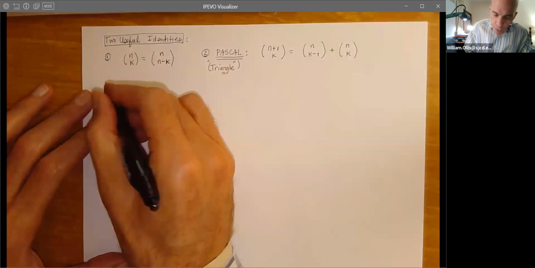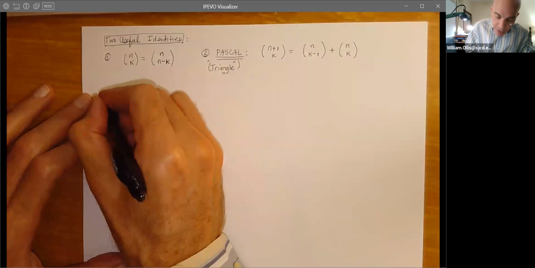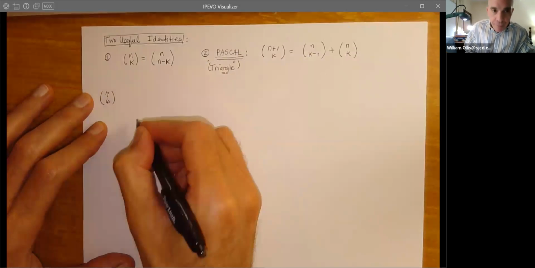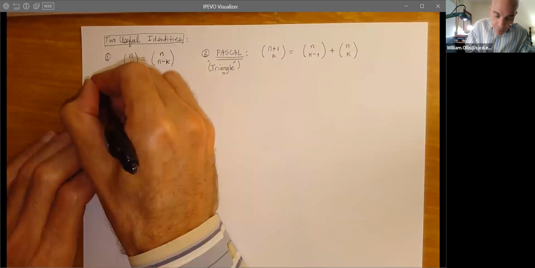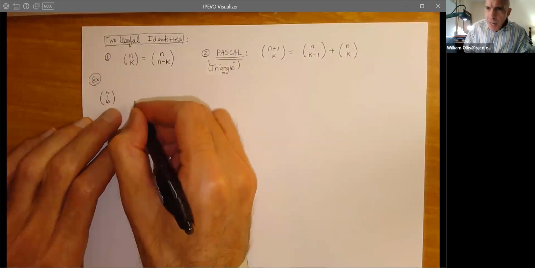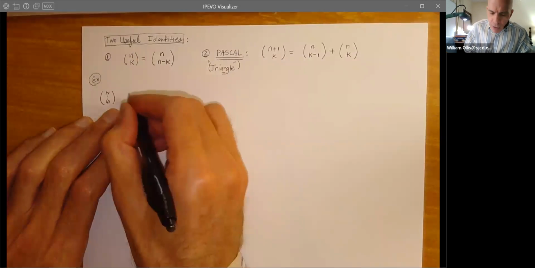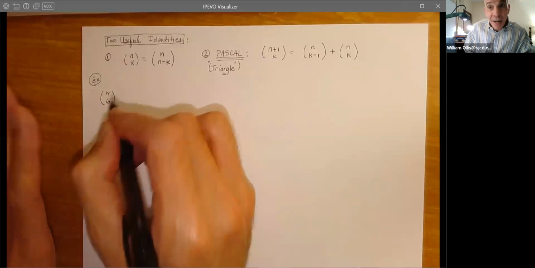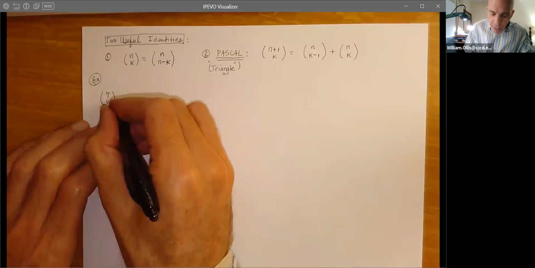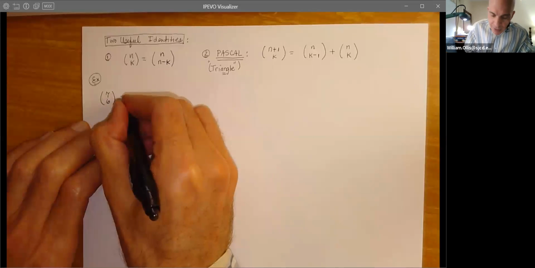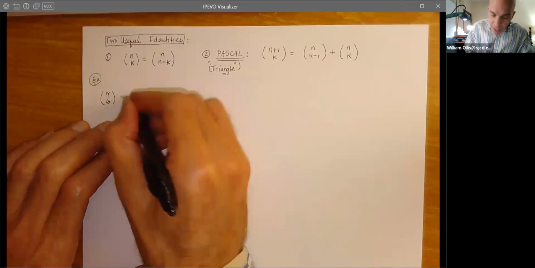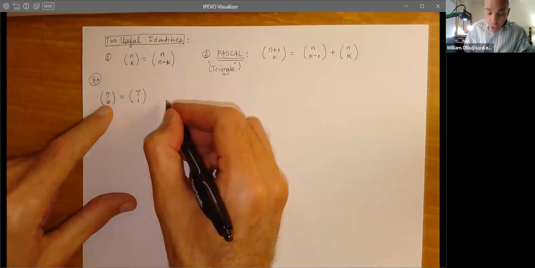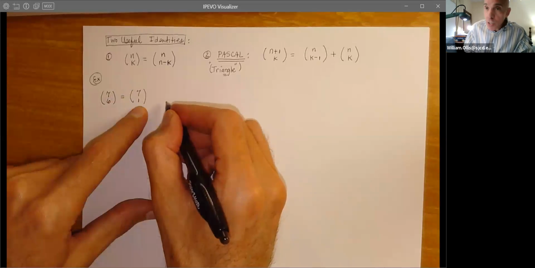use to us. So for instance, say we had something like this. Say we had 7 choose 6. Okay, so here's an example. And we're thinking, wow, that's 7 perm k, and 7 perm 6, where k is equal to 6, and then 6 factorial. That's a lot of work. But we're thinking, okay, let's just use this identity and say 7 minus 6, which is 1. So by identity 1, 7 choose 6 is just 7 choose 1.